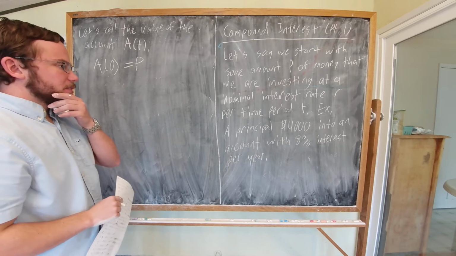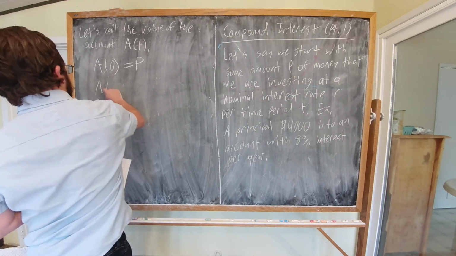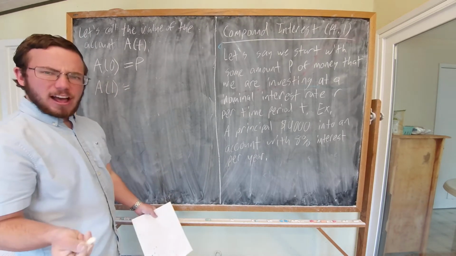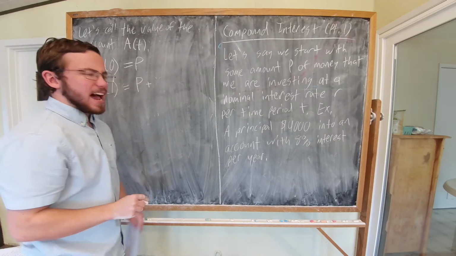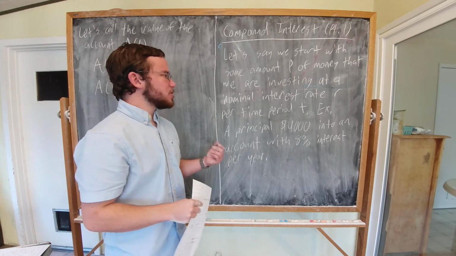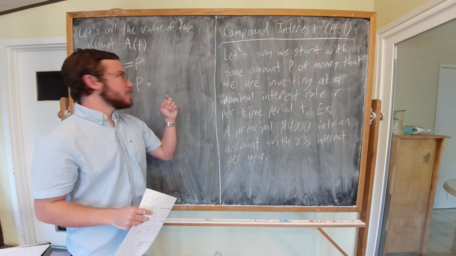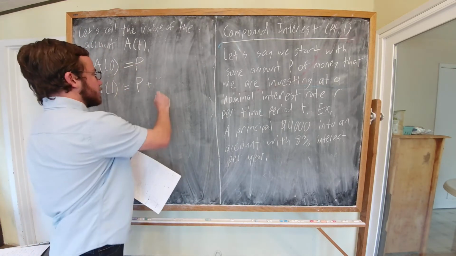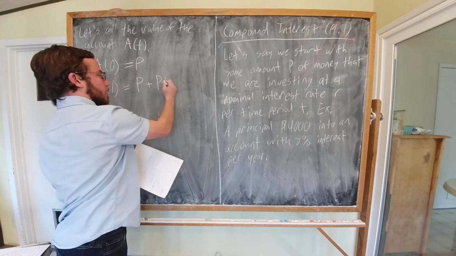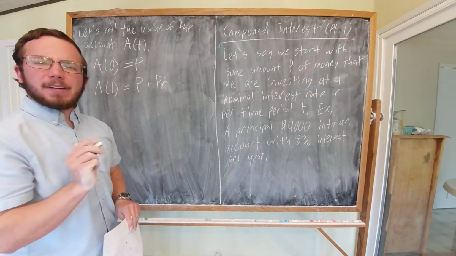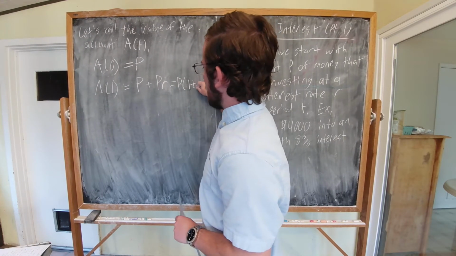Okay. Let's say my first time period passes. What would A of 1 be? Well, I still have the money I started with, plus I get some interest. How much interest do I get? Well, I have my interest rate times however much money was in the account at the previous time period. So A of 1 is P plus P times R, which I'm going to factor out as P times 1 plus R.